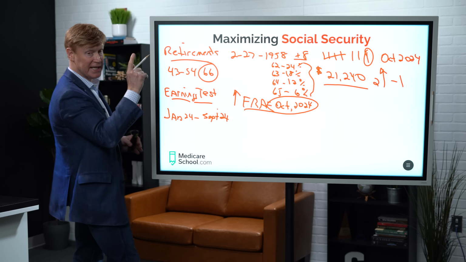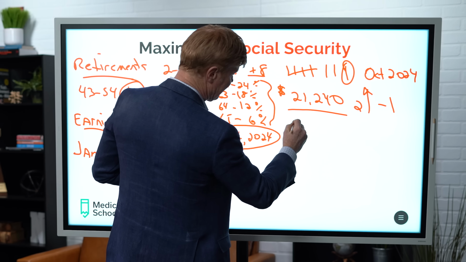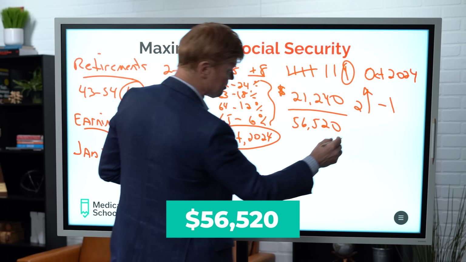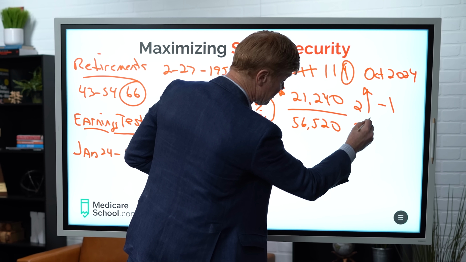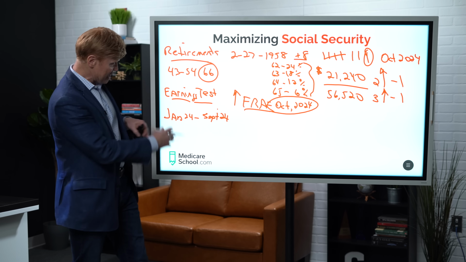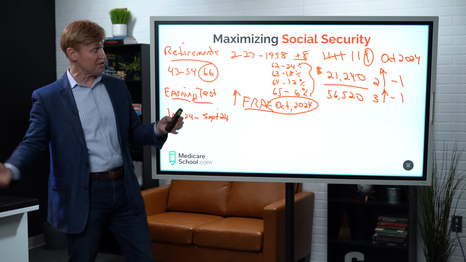Then what happens, my earnings test goes up tremendously, and it goes to $56,520, almost triples the amount, and the penalty is less. For every $3 above, they take $1 out of my check. All right? And so again, that's for that period of time here. In this example, 9 months. You can make up to $56,520.